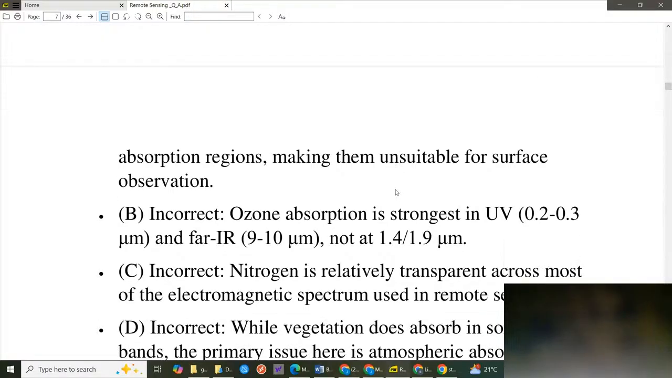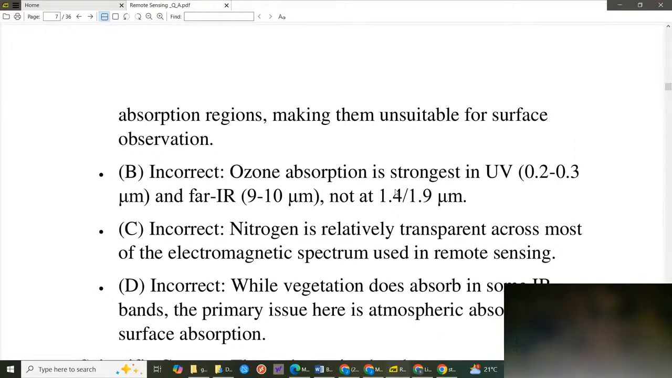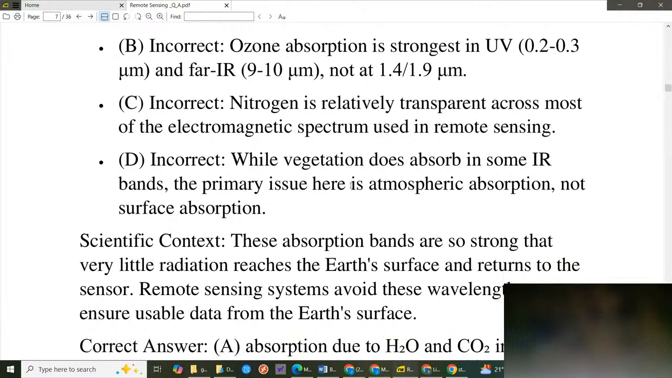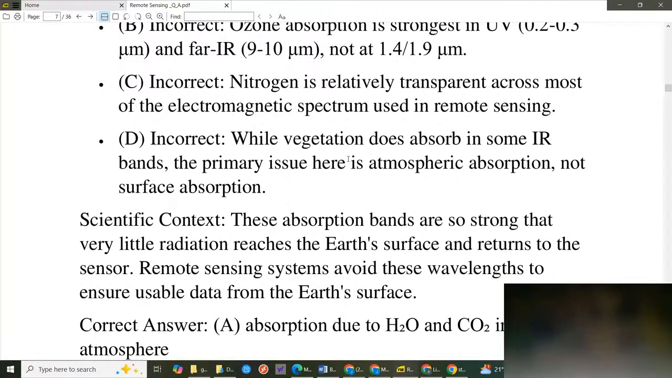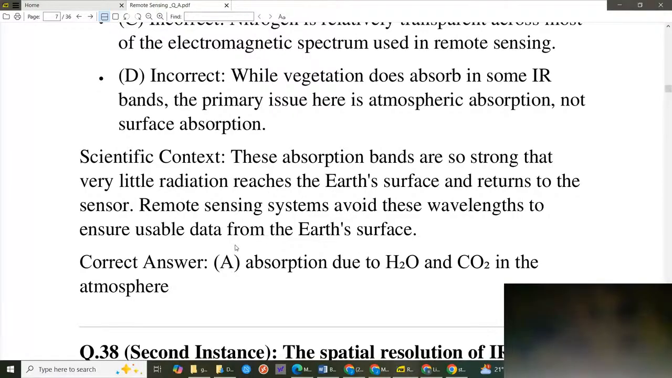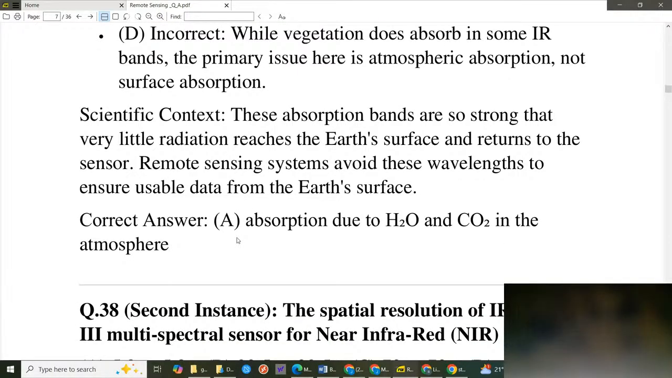C is incorrect: nitrogen is relatively transparent across most of the electromagnetic spectrum used in remote sensing. D is also incorrect: while vegetation does absorb in some infrared bands, the primary issue here is atmospheric absorption, not surface absorption. Scientific context: these absorption bands are so strong that very little radiation reaches the Earth's surface and returns to the sensor. Remote sensing systems avoid these wavelengths to ensure usable data from the Earth's surface. Correct answer A: absorption due to H2O and CO2 in the atmosphere.